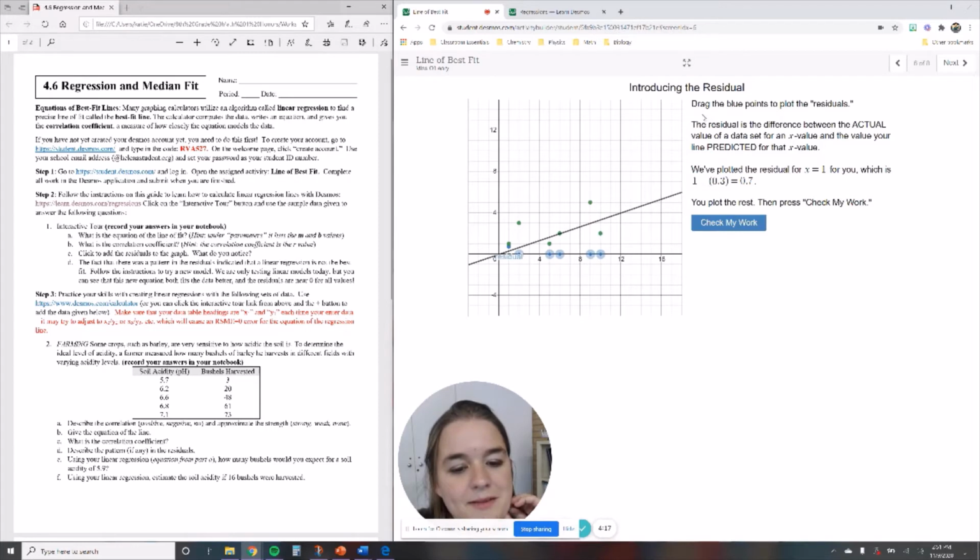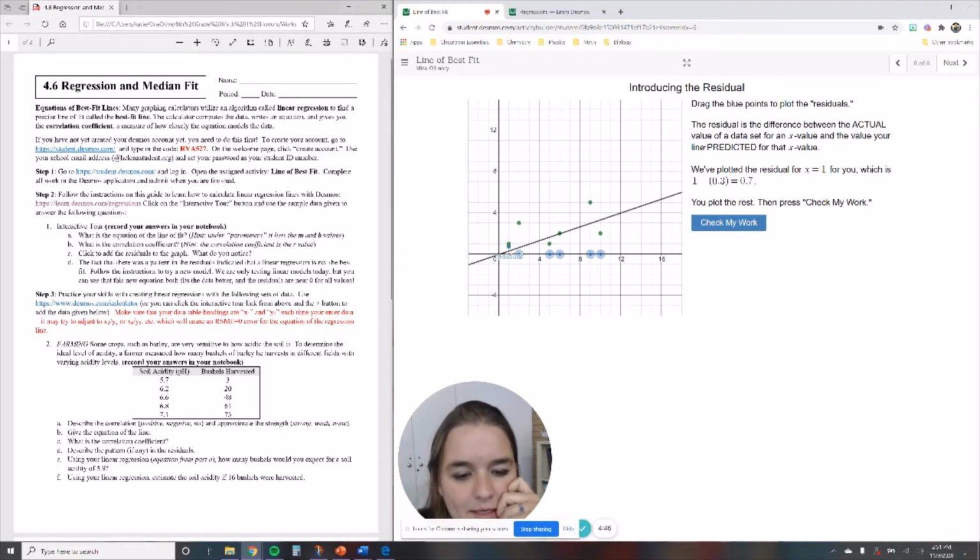Well, now we're going to talk about the idea of a residual. So this was one of our vocab terms from this lesson. And if we were doing the book assignment, it would have you calculate a lot of individual residuals. I want to drag the blue points to plot the residuals. The residual is the difference between the actual value of a data set for an x value and the value of the line predicted for that x value. So for my first residual, x equals 1, it looked like x equals 1 minus 0.3, which was 0.7.